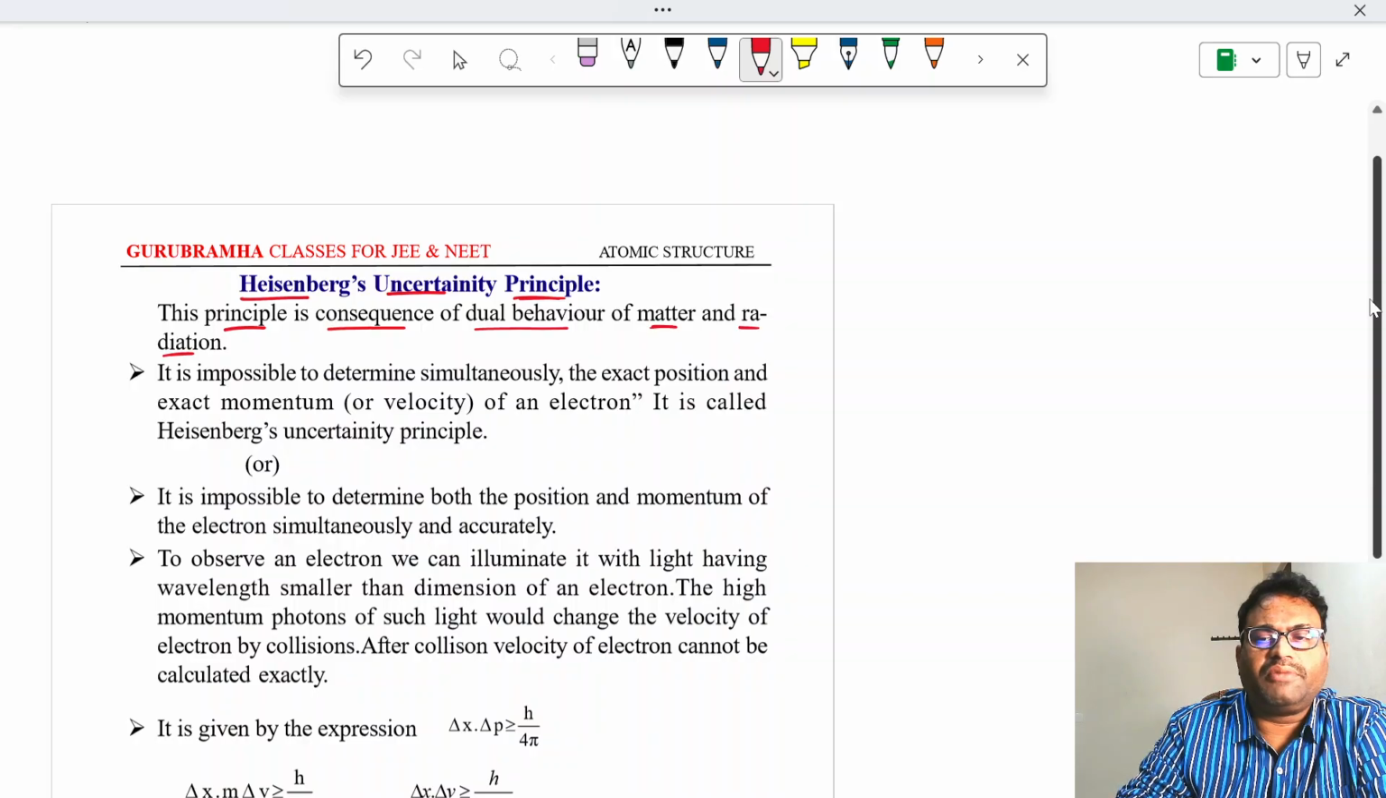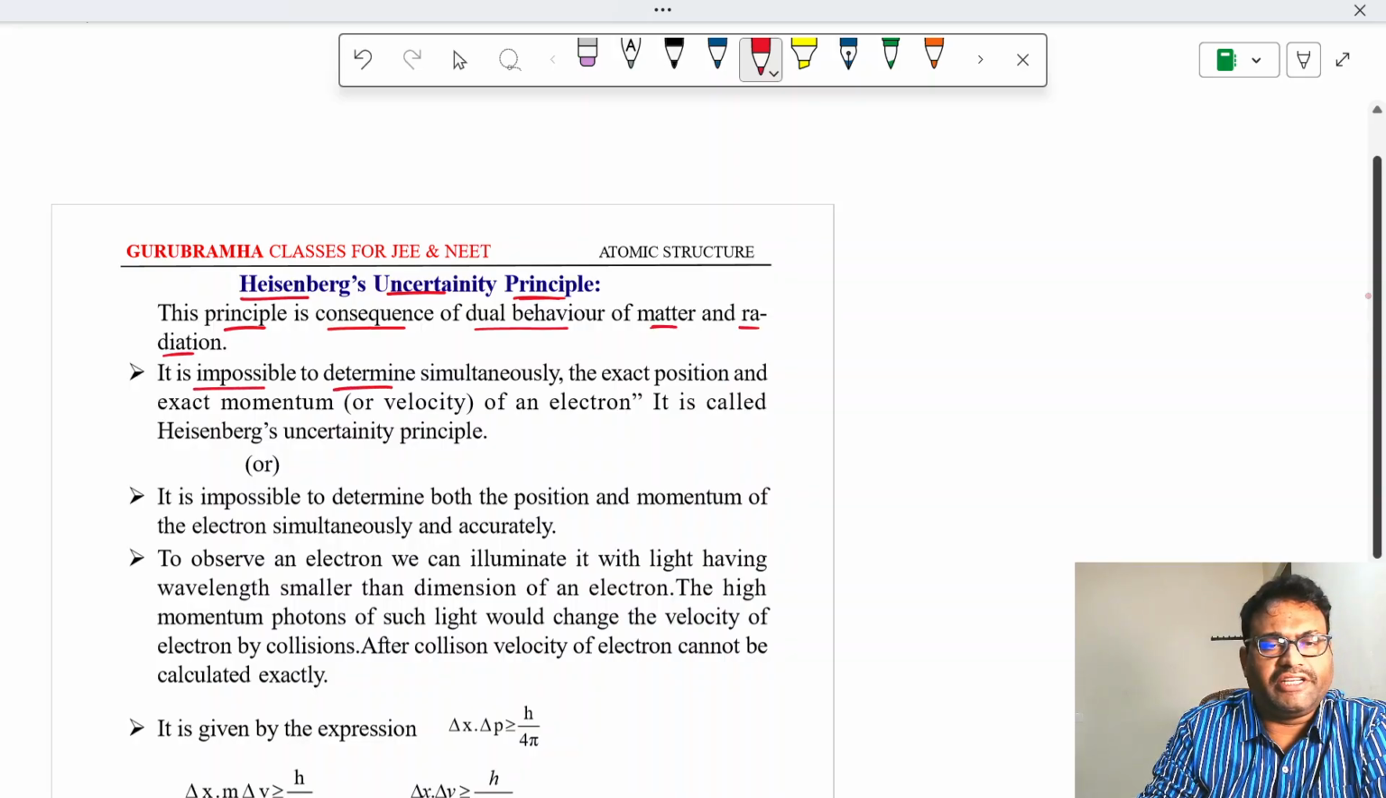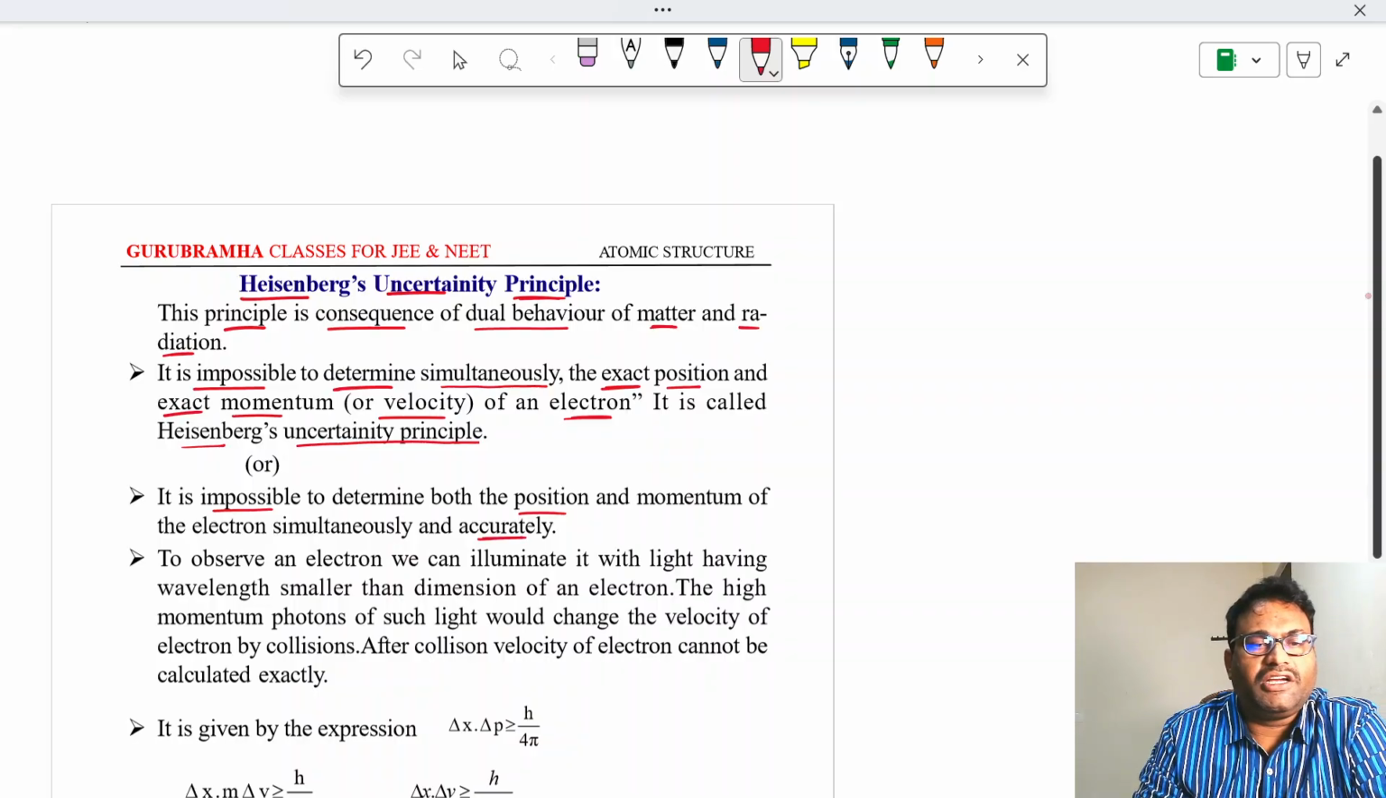According to Heisenberg, it is impossible to determine at the same time, simultaneously, the exact position and exact momentum or velocity of an electron. That is the Heisenberg uncertainty principle. At the same time, we cannot calculate the exact position and exact momentum of an electron. It is impossible to determine both the position and momentum of an electron simultaneously and accurately. This is another way of saying the Heisenberg uncertainty principle.